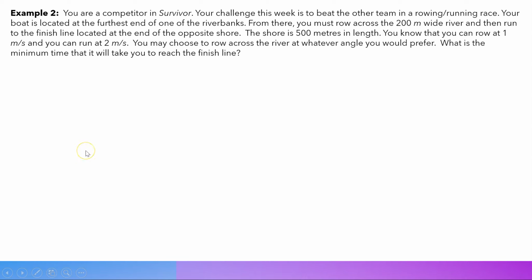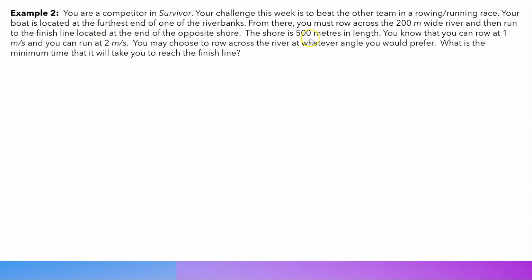All right, now let's take a look at another word problem that involves distance, speed, and time. You are a competitor in Survivor. Your challenge this week is to beat the other team in a rowing or running race. Your boat is located at the furthest end of one of the riverbanks. From there, you must row across the 200-meter wide river and then run to the finish line located at the end of the opposite shore.